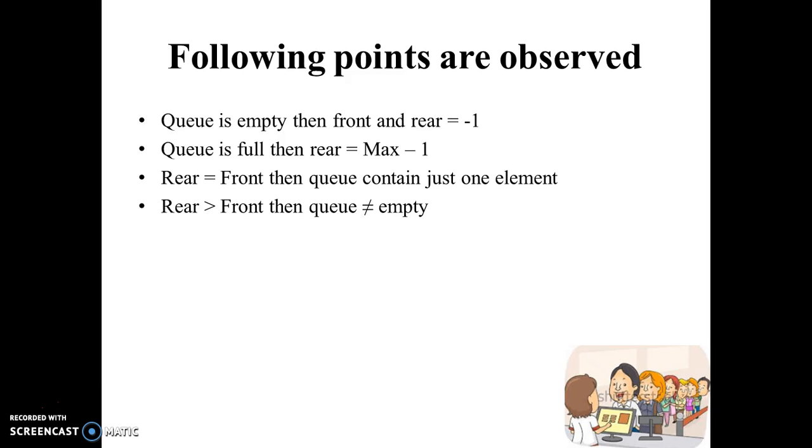The following points are observed. If the queue is empty, then front and rear are equal to -1. Next, if queue is full, then rear is equal to max minus 1. The value of max is 6, minus 1 is equal to 5. The last position of rear becomes 5. If rear is equal to front, then queue contains just one element. If rear is greater than front, then queue is not empty.